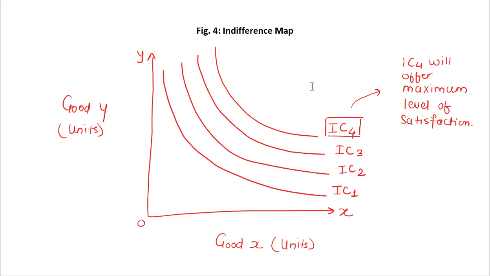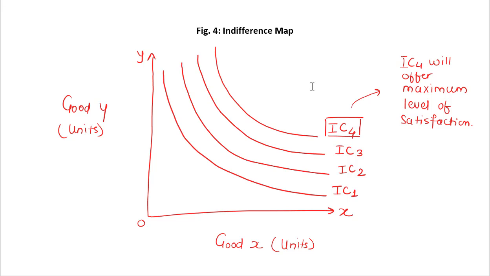But we should understand one thing over here, that this satisfaction, that is IC4, is better than IC3, IC3 is better than IC2 and IC2 is better than IC1. But we should also understand the consumer is always having a budget constraint. So instead of the fact that IC4 will give more satisfaction, the rest of the factors will be independent.